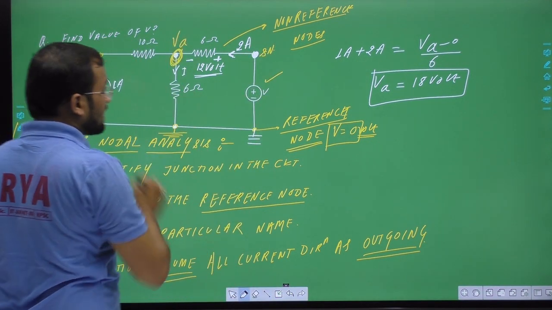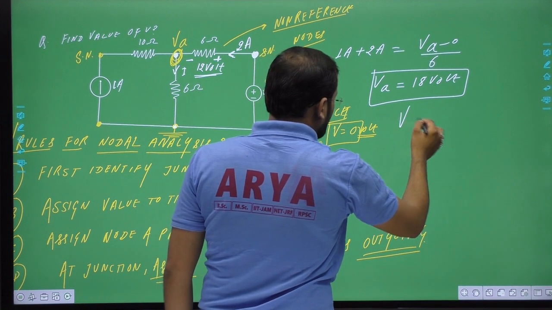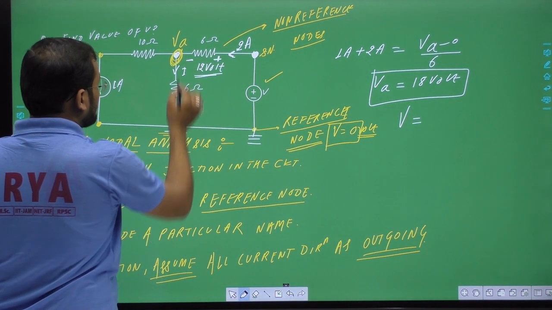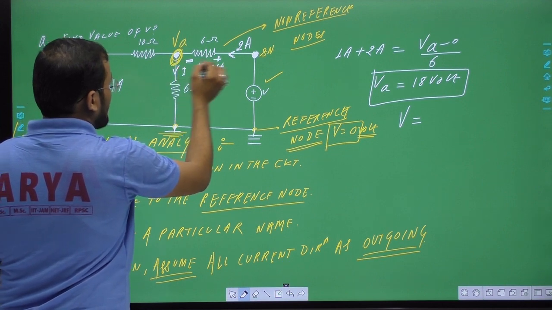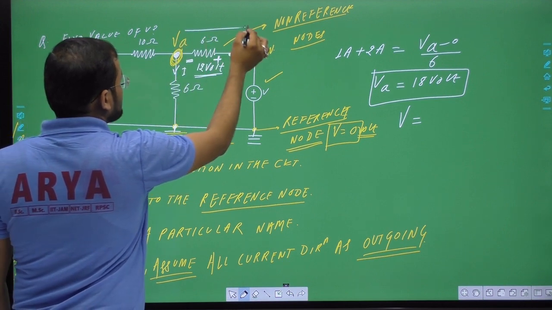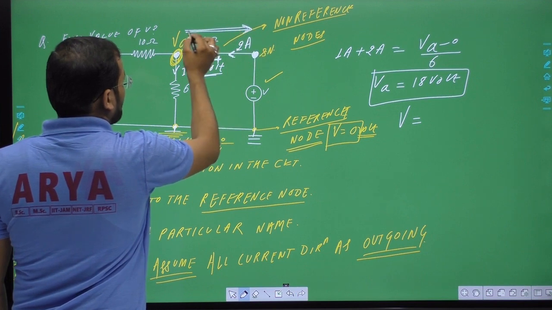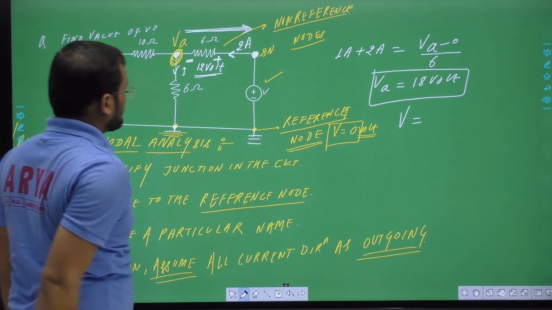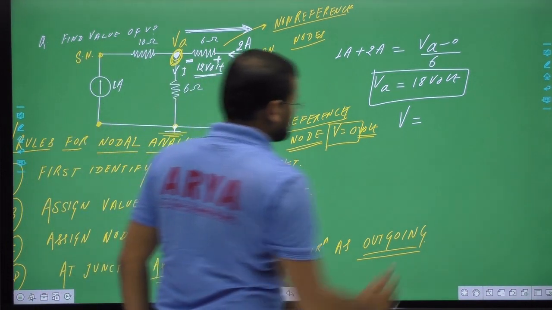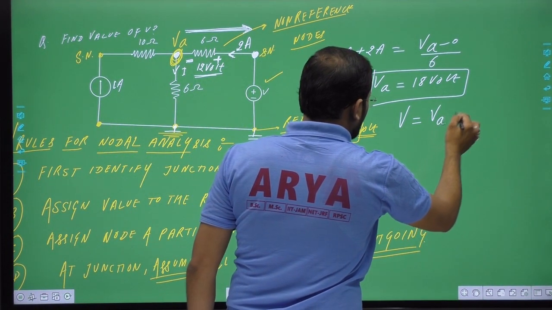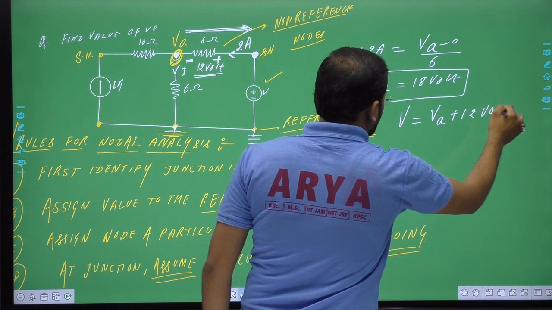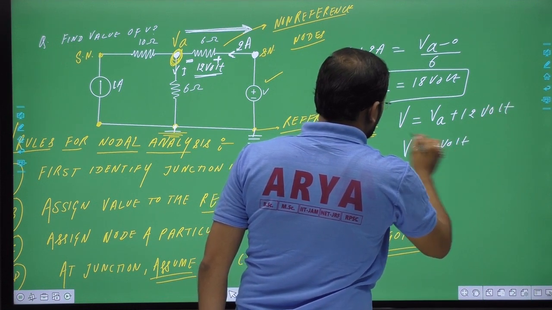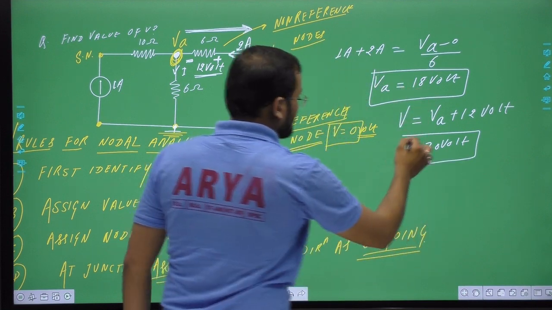So if I add, what will be the V? V is equal to the value at this point with respect to ground plus, because we are adding that drop. If we are going in this direction, we will add this drop. So VA plus, what is the value of V? VA plus 12 volt. So our value of V is equal to 30 volt.